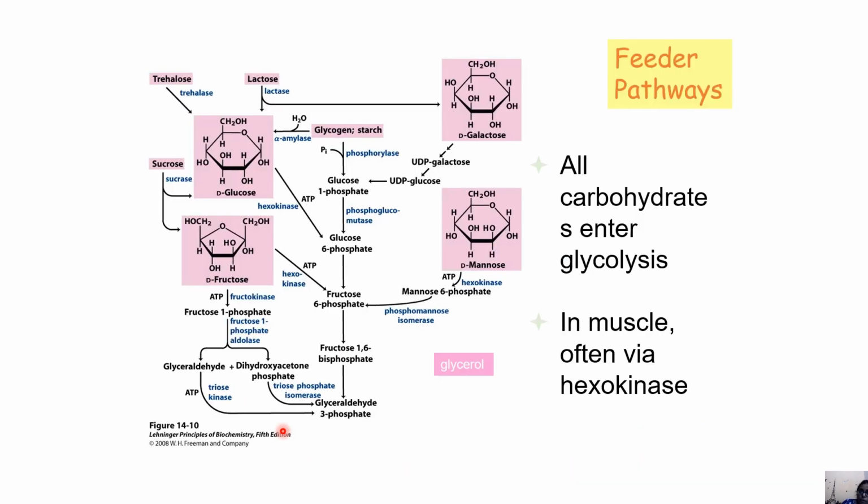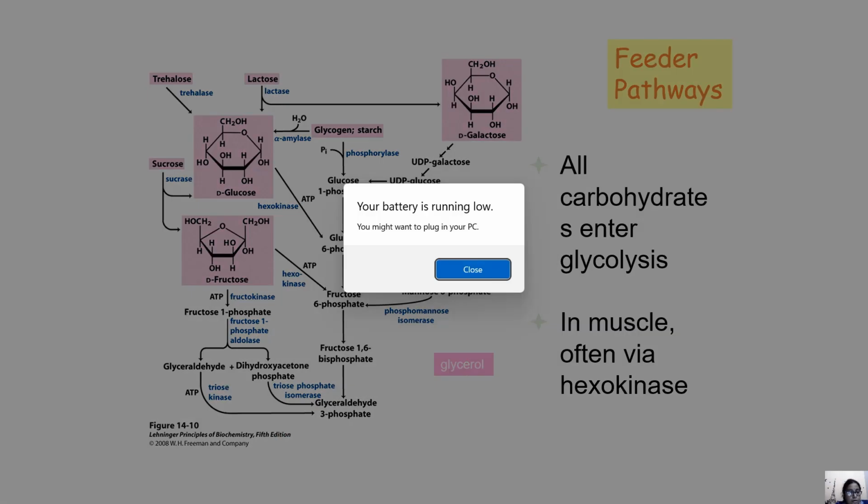Now, all carbohydrates enter glycolysis in muscle often via hexokinase. So there are feeder pathways as well. So, what is the exact meaning of?